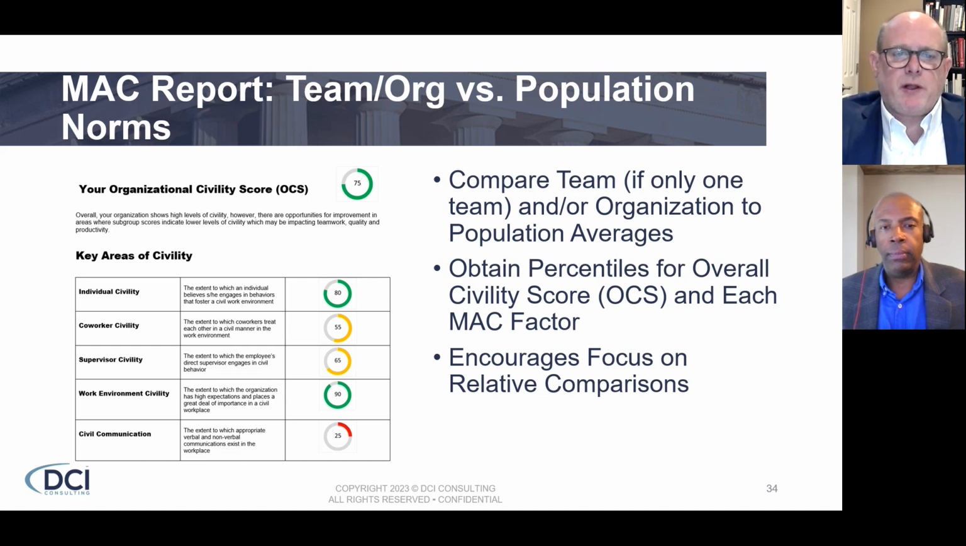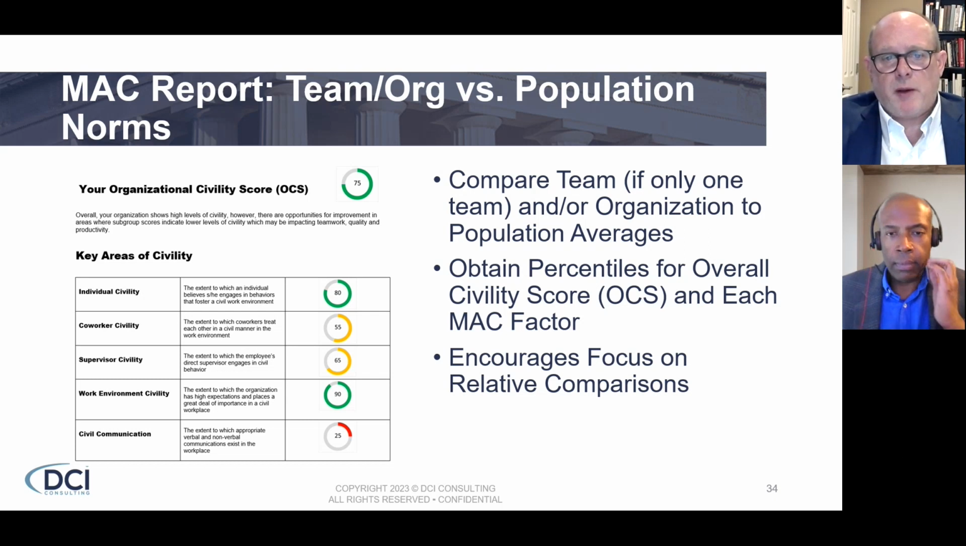You can see pretty quickly that in individual civility and in work environment civility, they're doing pretty well relative to the population. For coworker civility and supervisor civility, it's about average, but there seems to be a problem with civil communication. They're certainly lower than the population average. They're at the 25th percentile. They're probably not communicating very well. They're using a lot of inappropriate verbal and or nonverbal communication. So this report can help, again, begin to identify where you need to attack your pockets of low civility.